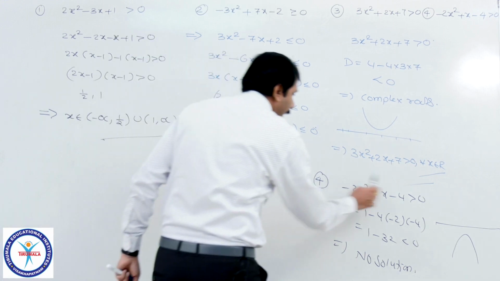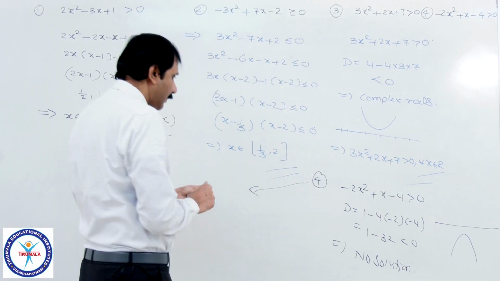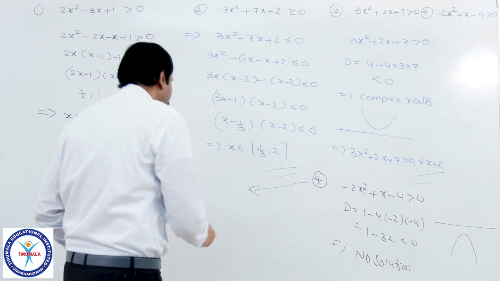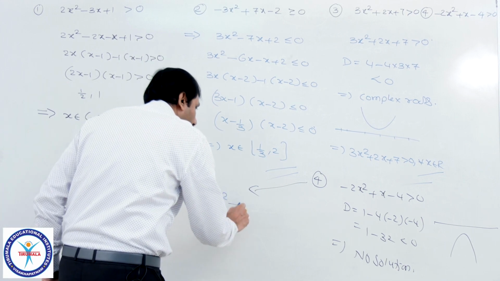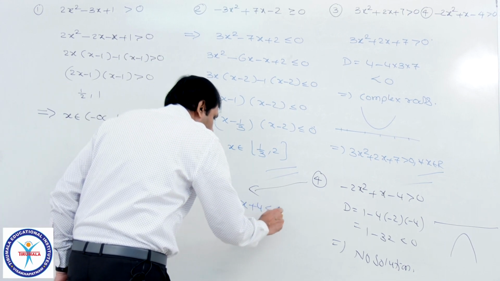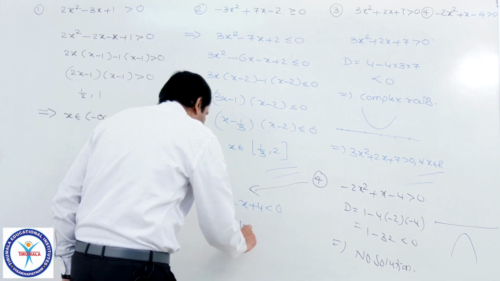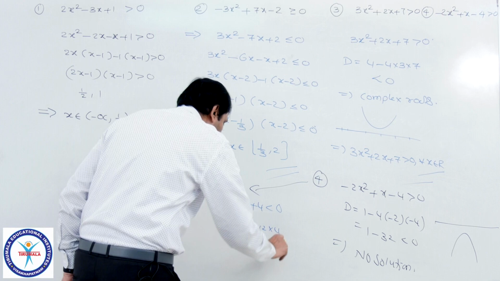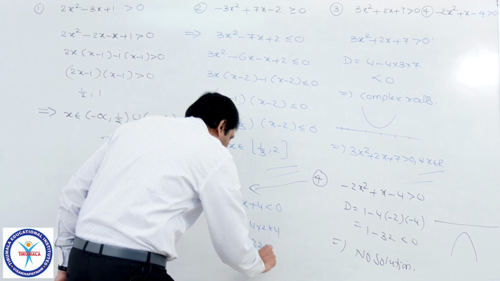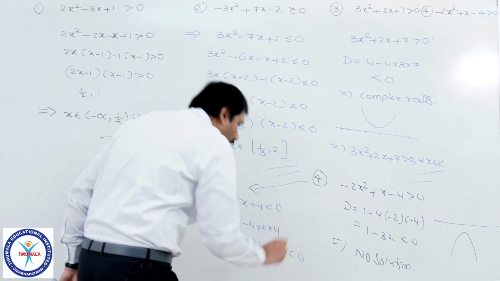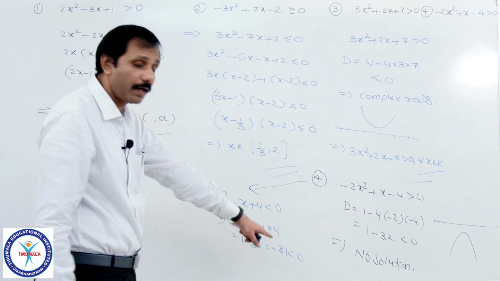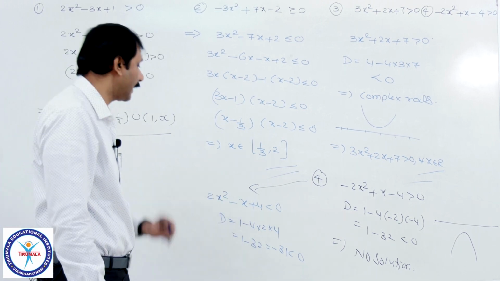Or it is greater than 0 as we have seen in previous problems. I will multiply with minus sign: 2x square minus x plus 4 less than 0. Now the discriminant, if you see, b square minus 4 into 2 into 4, 1 minus 32, equal to minus 31, negative.